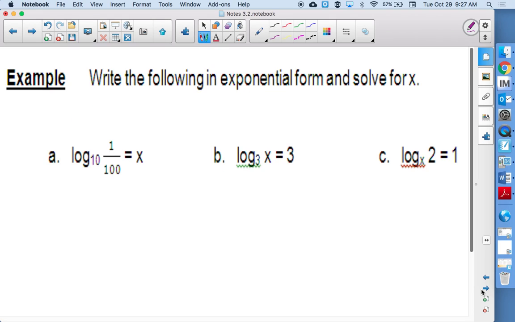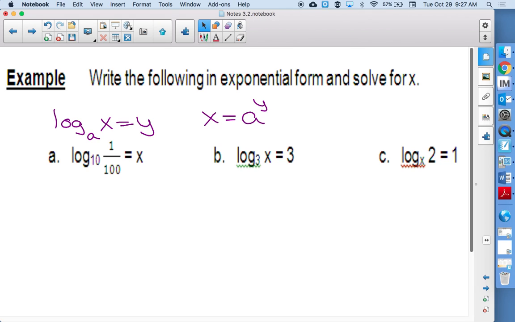The next group of problems want you to solve for x. Write the following as an exponent and then solve for x. See if you can write them in exponential form. If you prefer having the exponent a to the y on the left side, that's fine. If it makes more sense for you to say a to the y equals x, write them in exponential form and then find x.